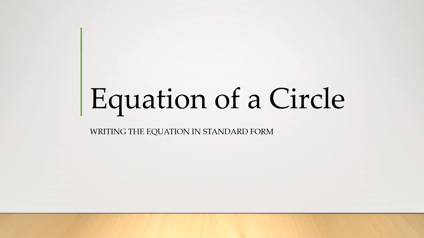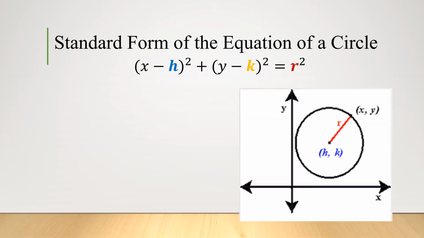Today, class, we will look at equations of a circle, and we will write the equation in standard form. Now, before we can write an equation in standard form, we first need to know the standard form of the equation of a circle. So if you look at this equation, we have the quantity x minus h squared plus the quantity of y minus k squared equals r squared.